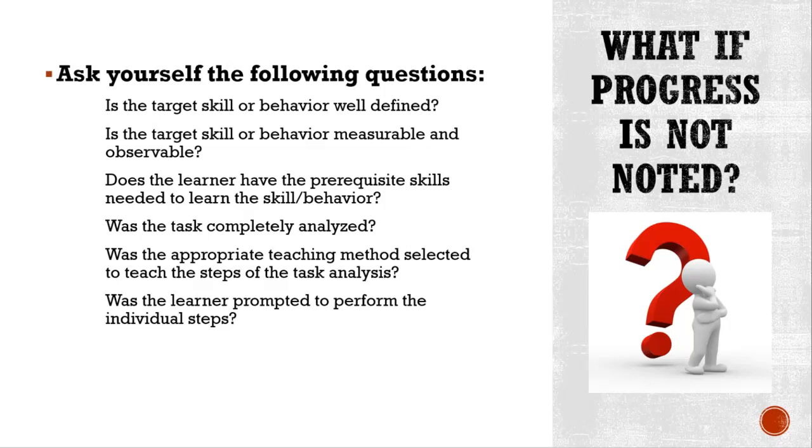And have you selected the appropriate teaching method to teach the steps of the task analysis? So maybe that progress isn't being made because you used forward chaining, and maybe it's going to be more beneficial to just teach the entire task at once. And was the learner prompted to perform the individual steps? So if they weren't able to perform the first step, were you providing the level of prompting they needed to perform it, whether that would be physical, verbal, or gestural prompts?